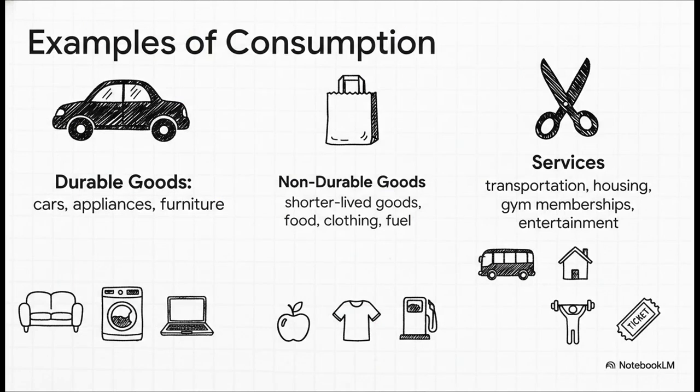We can even break these purchases down a bit. You have durable goods, things that last a while, like cars or washing machines. Then there are non-durable goods, which get used up faster, like food and clothes. And of course, there are services, which are intangible things like getting a haircut, paying rent, or your gym membership.